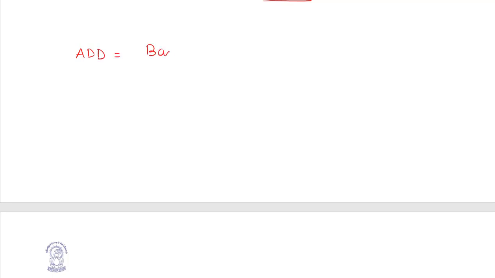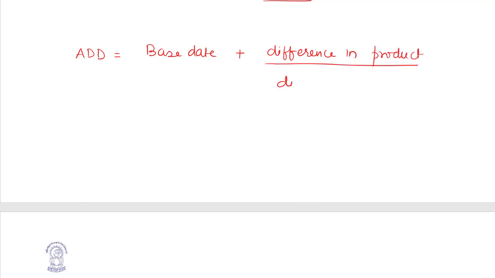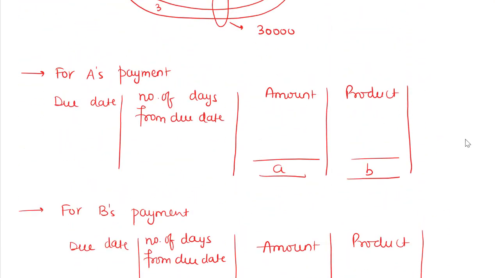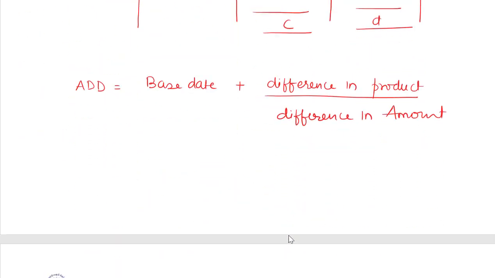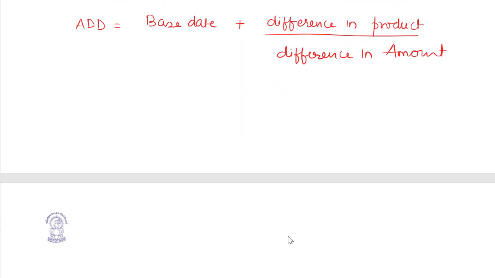How is average due date calculated? Base date plus difference in product divided by difference in amount. These are the products B and D, the difference between the two, and the amounts A and C, the difference between the two. There is a crux over here.